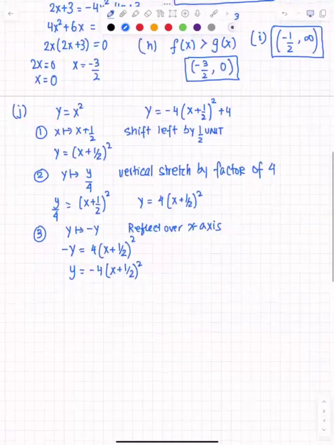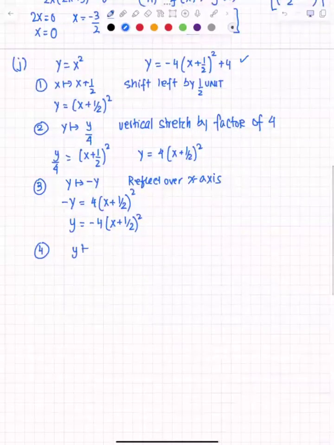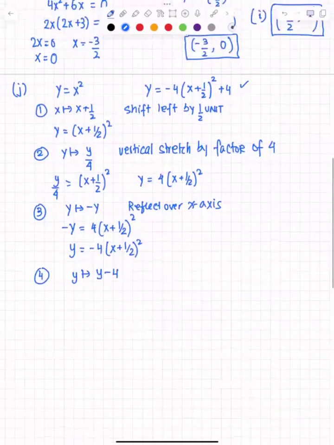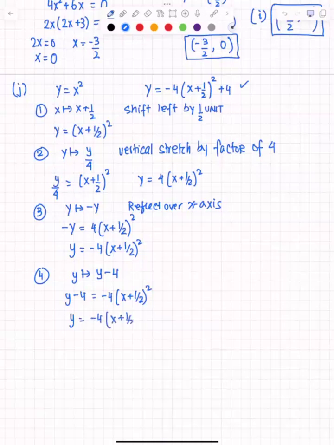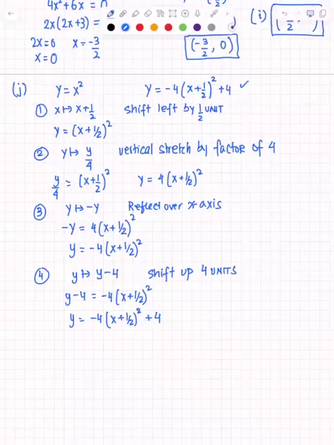Okay. And finally, the last thing we're going to do to get this equation, we're going to replace y with y minus 4. So our equation becomes y minus 4 is negative 4 times x plus a half squared. You add the 4 to the other side, and we got exactly what we wanted, starting from y equals x squared. So replacing y with y minus 4, you're doing the opposite action. You're adding 4 to all the y values. So we shift up 4 units. Okay, that's it.